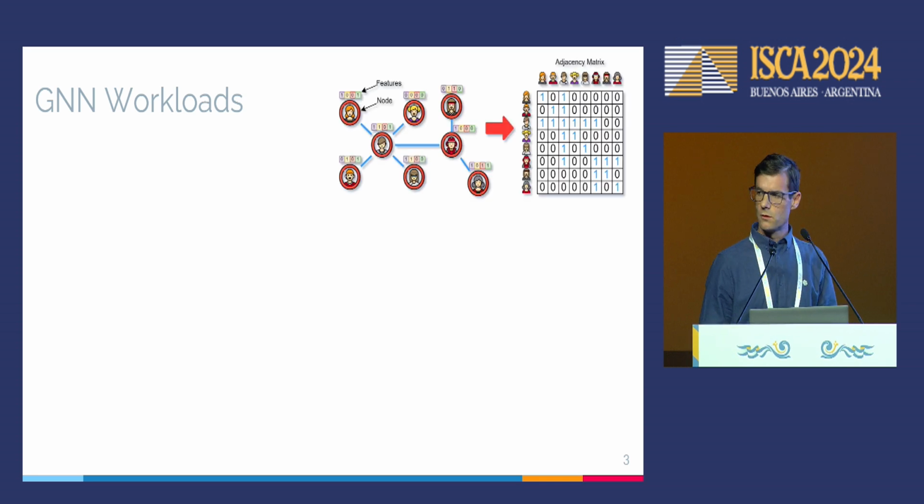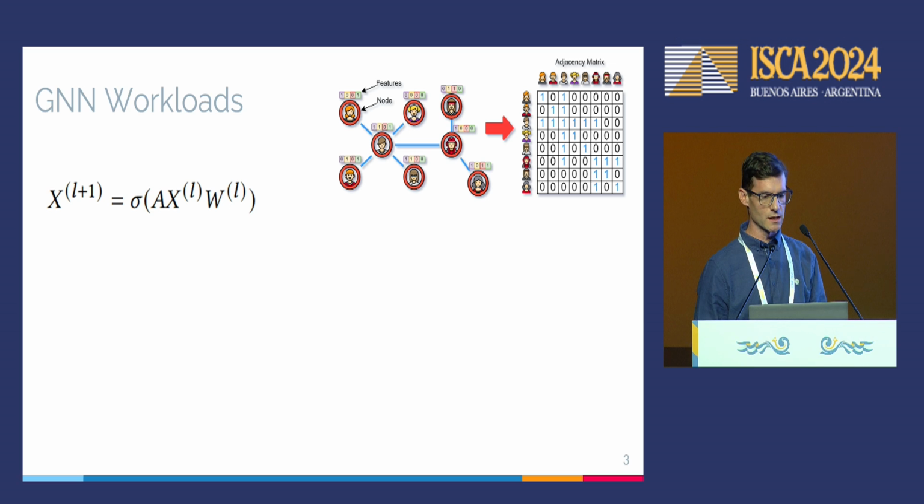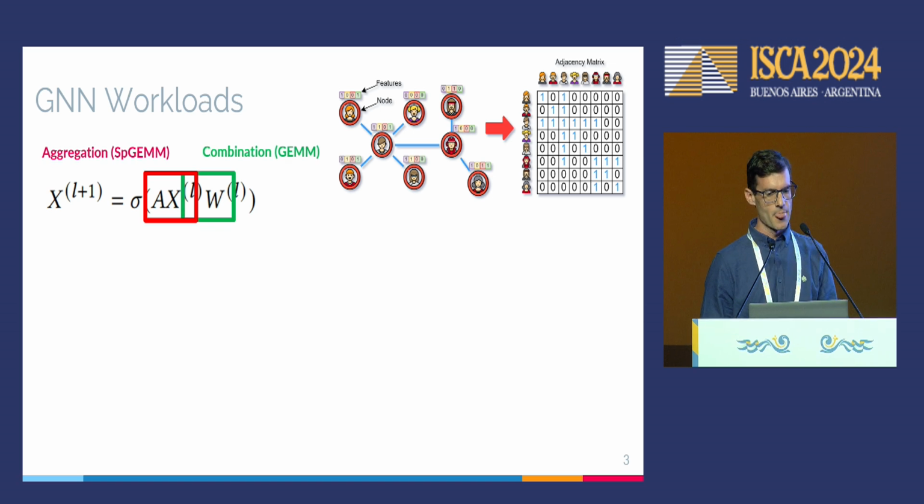So GNN workloads, as you all know, work with graphs as input. There are different varieties of GNN models. But in general, for example, this is a layer of a GCN model. It consists of two different stages, the aggregation stage and the combination stage. So basically, this involves matrix-matrix multiplications. They can be sparse, they can be dense.